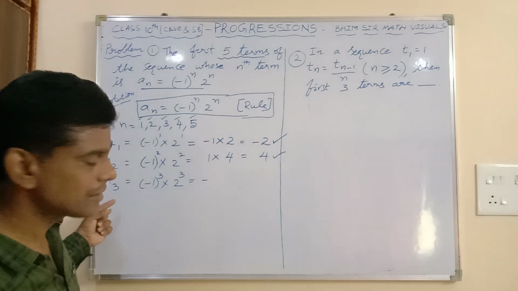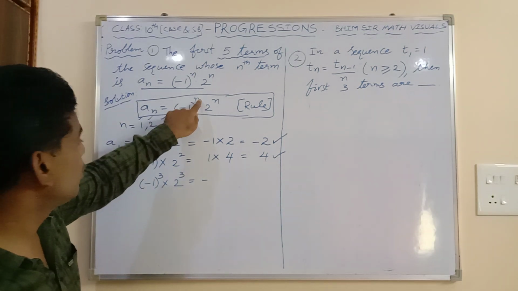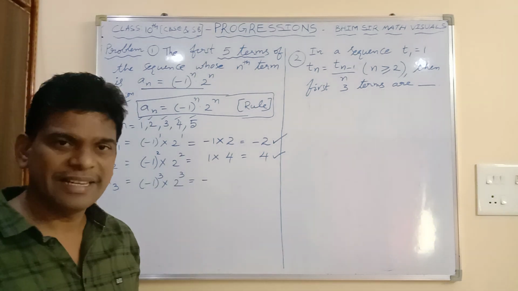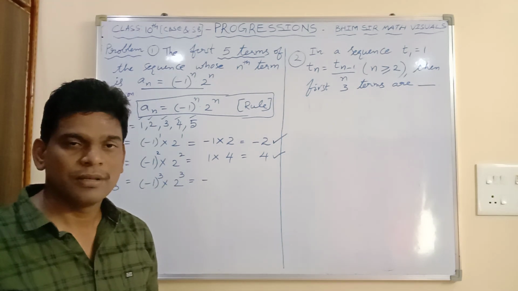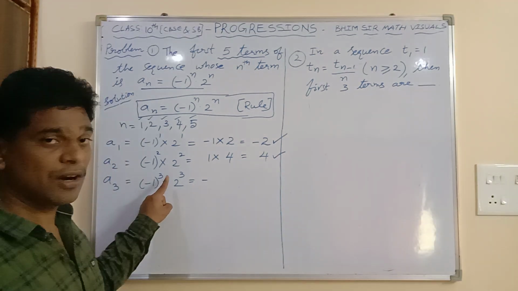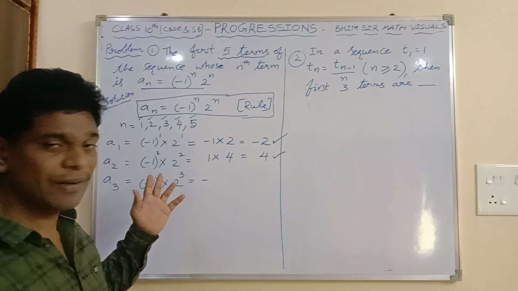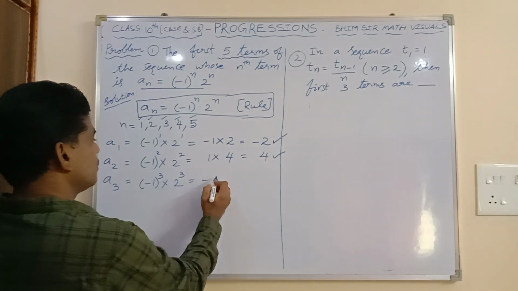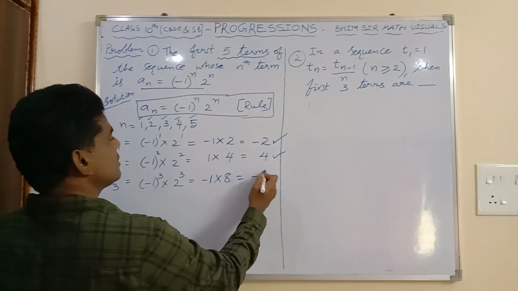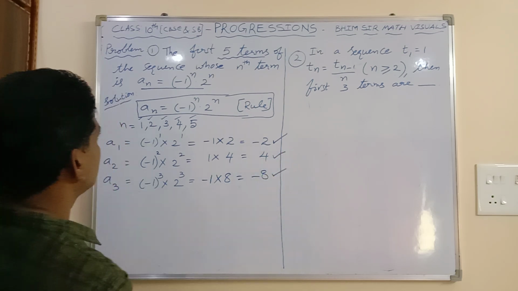Now the third term is a3. (-1)^3 into 2^3. If you multiply -1 by itself 3 times, you will get -1 only. (-1) power an odd number is -1, and (-1) power an even number is 1 only. So this is -1 into 2 cubed, which is 8. So this is -8. This is the third term.